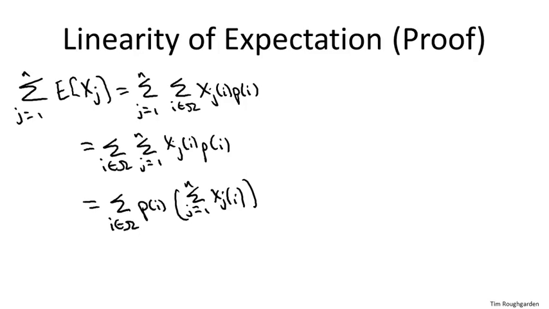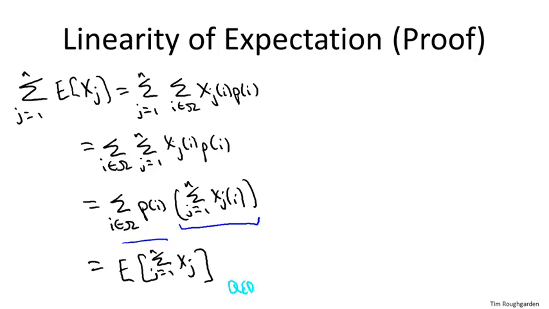Inside the parentheses, we simply have the value of the sum of the Xj's on the outcome i, and then over here we're just averaging the sum of the Xj's with respect to the probabilities, the p_i's. So this is just the definition of the expectation of the sum of the random variables. So that's it. Linearity of expectation is really just a reversal of the double sums.